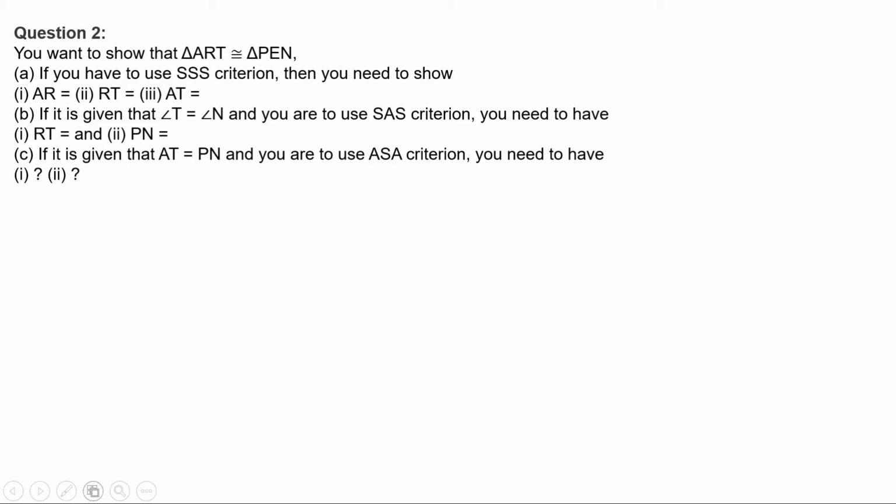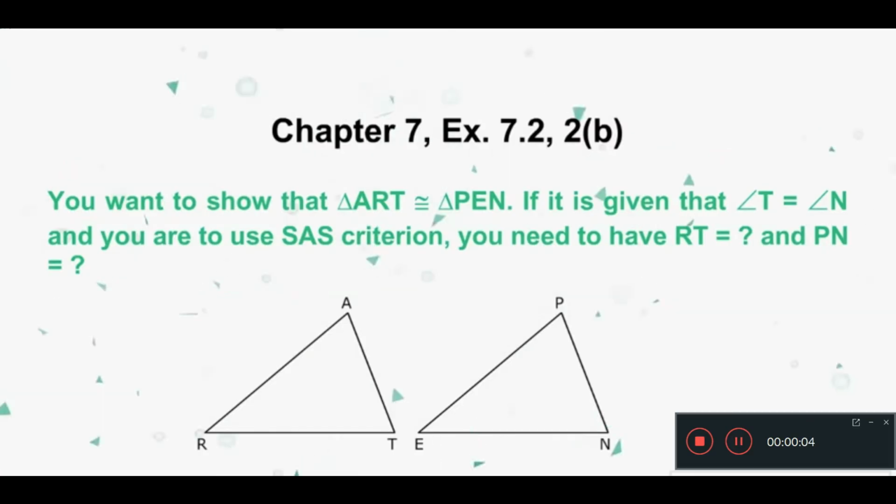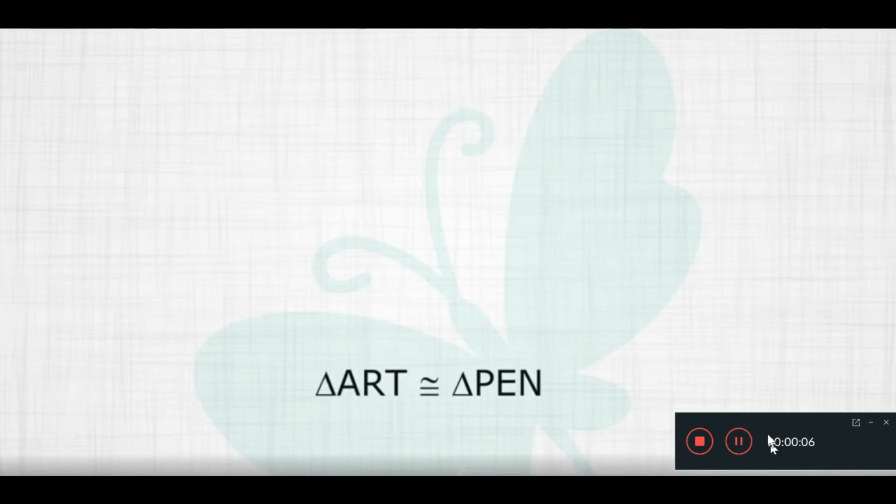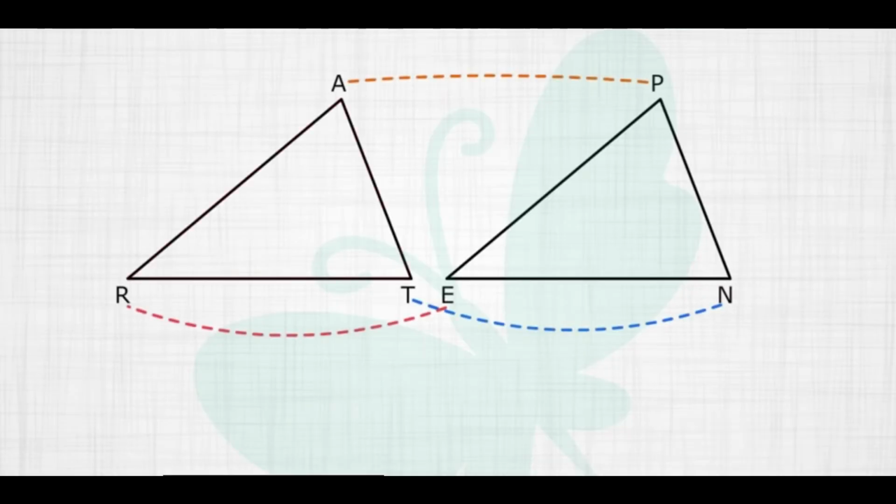Similarly, in B, if it is given that angle T is equal to angle N and you are to use SAS criteria, then you need to show that RT equals what and PN equals what. And last, if it is given that AT is equal to PN and you are to use ASA criteria, you have to write the corresponding parts, or you need to show angles. We have to show that these two triangles, triangle ART and triangle PEN, are congruent.